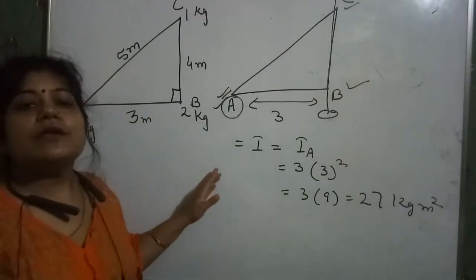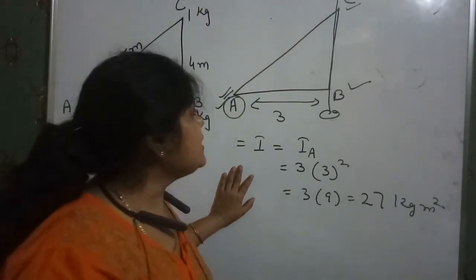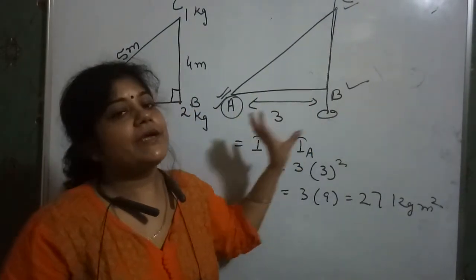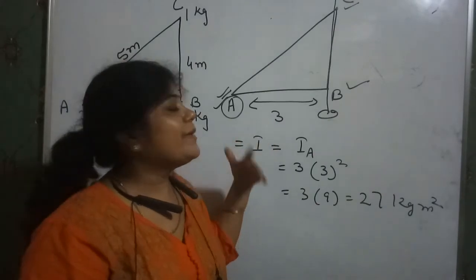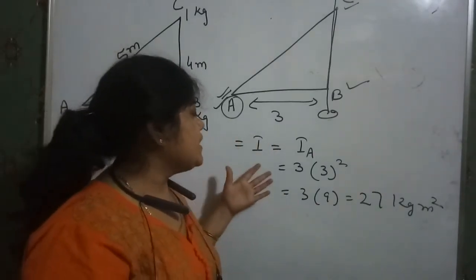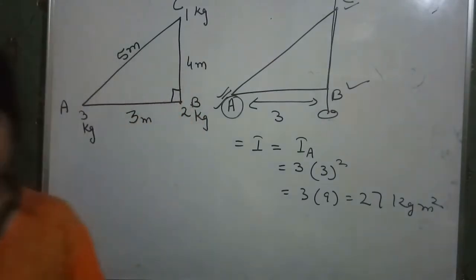So in this way, in the case of moment of inertia, we just specially concentrate on the distance from the axis of rotation. If we are able to find the distance from the axis of rotation, then it's very easy to solve the moment of inertia for any figure.